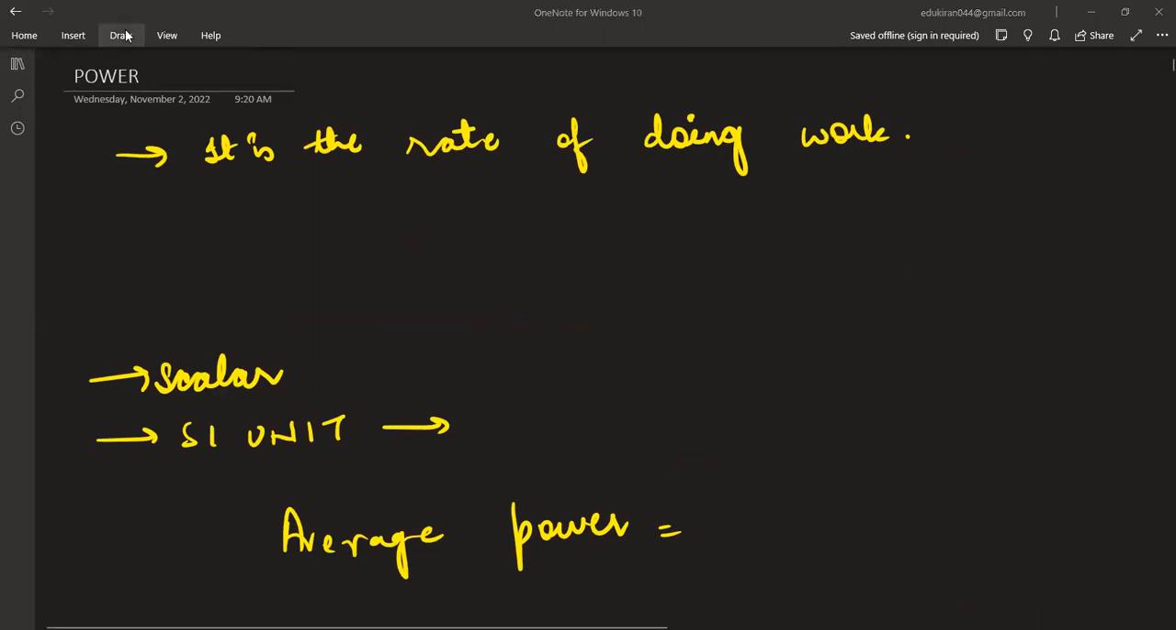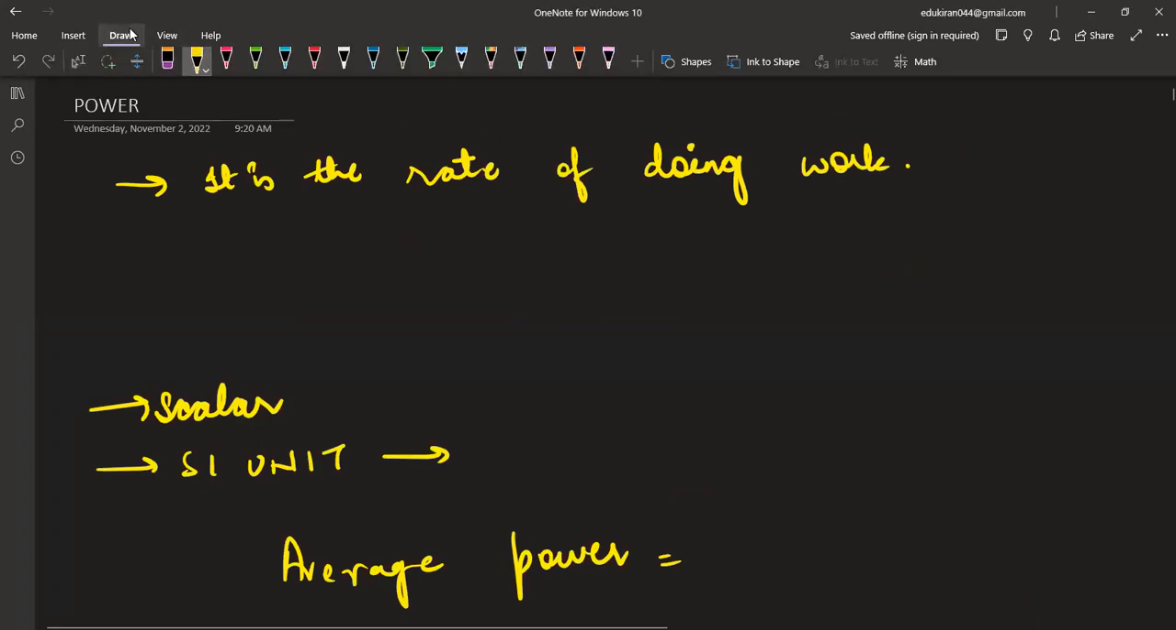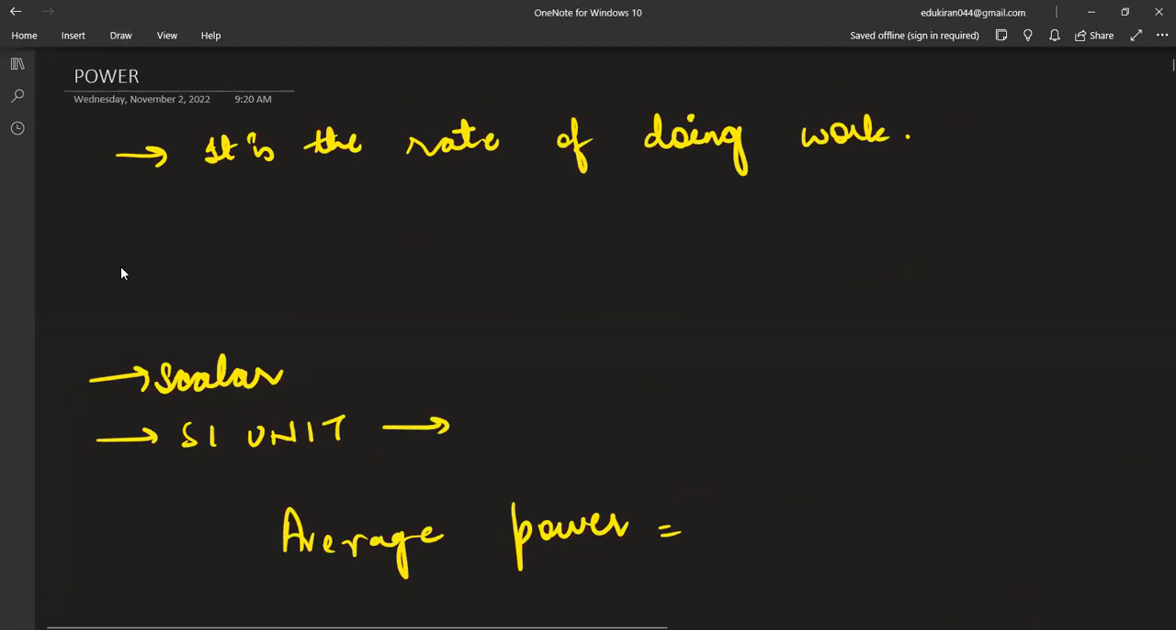See class, now the last portion. Actually, the last portion is collision, but before that, we have the concept of power. It's a very short portion that is given in your syllabus, because it's just an extension of what you have done in work done. When work is changed with respect to time, then you obtain power. Rate of change of work done.